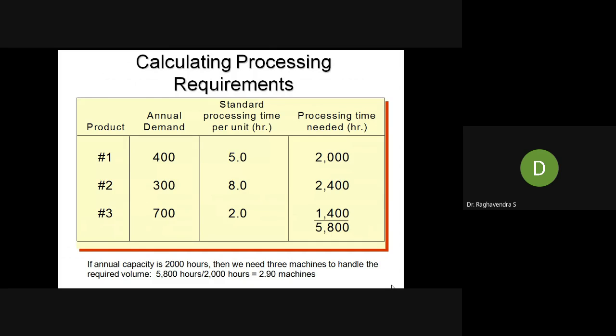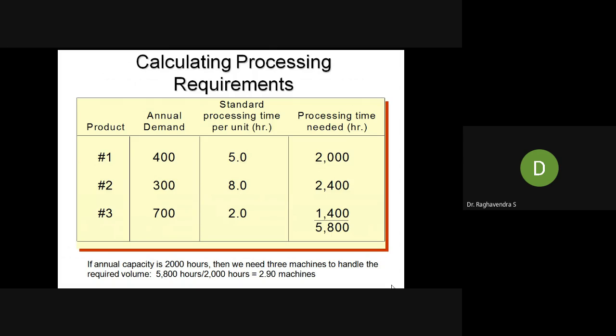So these are some of the numericals. There are products one, two, three. They have annual demand of 400, 300, and 700, and the processing times given are 5, 8, and 2 hours. So the processing time needs are 2000, 2400, and 1400. If annual capacity is 2000 hours, then we need three machines to handle it.